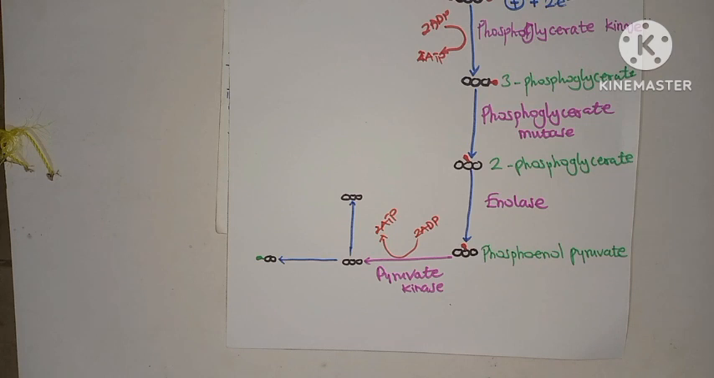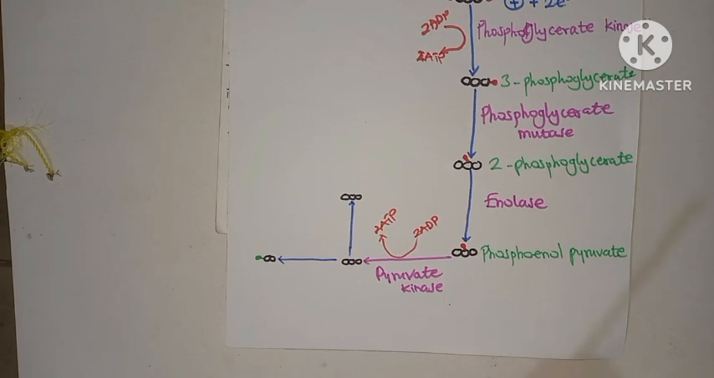This enzyme, pyruvate kinase, is a highly regulated enzyme, and this step is also an irreversible reaction. Like I said, you can't go back through this enzyme. It takes the phosphate from phosphoenolpyruvate and converts it to pyruvate by transferring the phosphate onto ADP to make 2 ATPs.